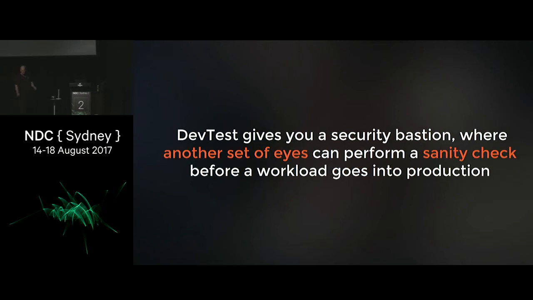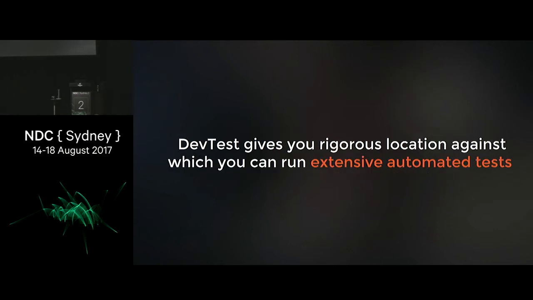Dev test gives you a security bastion where another set of eyes can easily perform a sanity check before a workload goes into production. And this is important. Dev test gives you a rigorous location against which you can run extensive automated tests. So think about your automated testing environment. And this is one of the other things that I'll get to. Is it a good environment in which to run those automated tests? Or are your automated tests just a CYA scenario where, run some automated tests, we're good, deploy?